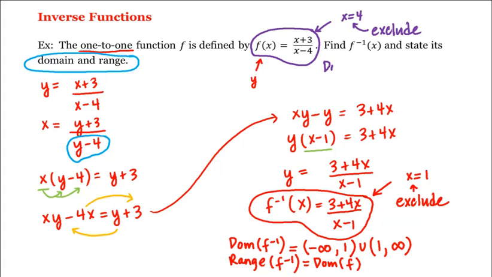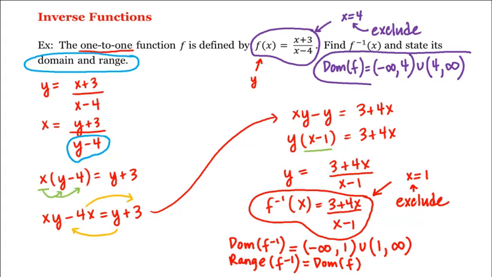That is, the domain of f, written in interval notation, is the interval from negative infinity up to 4, open parenthesis, because we want to exclude 4, union, open parenthesis again at 4, because we want to exclude 4, up to infinity. Which is also the range of the inverse. That is, this is equal to negative infinity up to 4, union 4 to infinity.